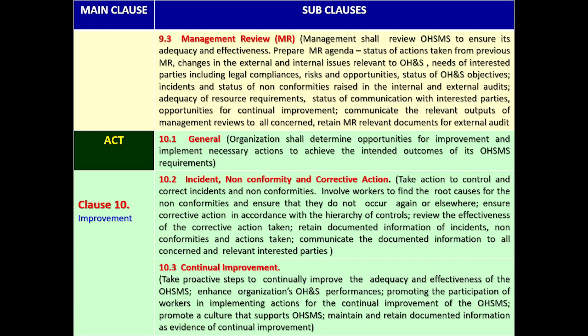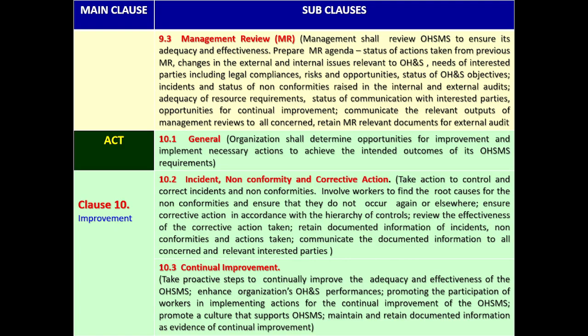Take action to control and correct incidents and non-conformity. Involve workers to find the root causes for the non-conformity and ensure they do not occur again or elsewhere. Ensure safe corrective action in accordance with the hierarchy of controls. Review the effectiveness of corrective action taken. Retain documented information of incidents, non-conformities and actions taken. Communicate the documented information to all concerned and relevant interested parties.